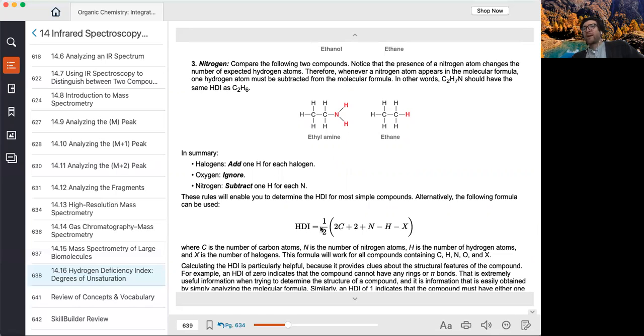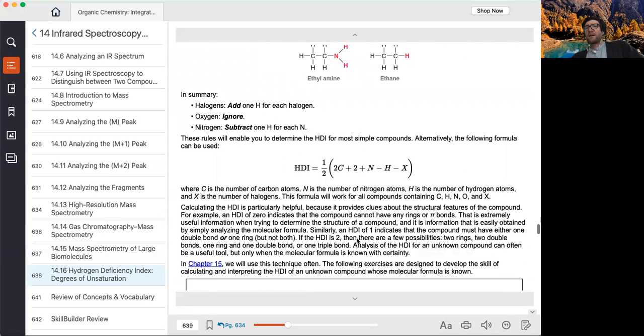So let's talk about how we get to some of these numbers. We already saw that 2 times the carbons plus 2 minus hydrogens should equal 0. Hydrogens should equal 2 times the carbons plus 2 if the hydrogen deficiency index is 0. So really what we're talking about is how do nitrogens and halogens affect things.